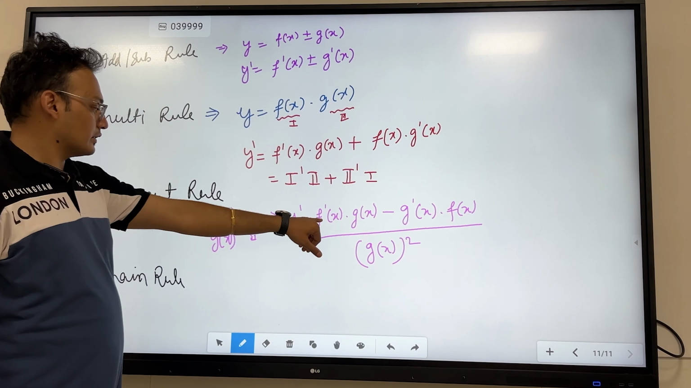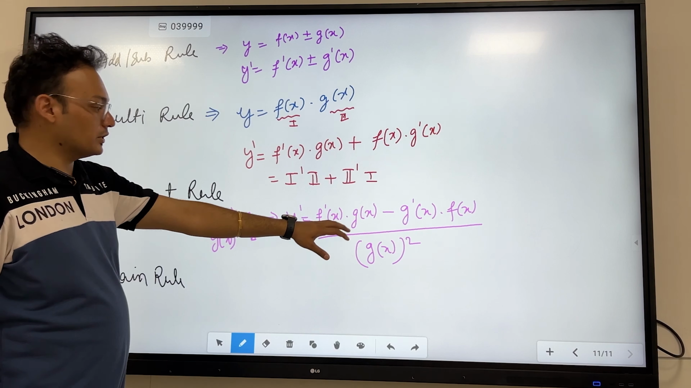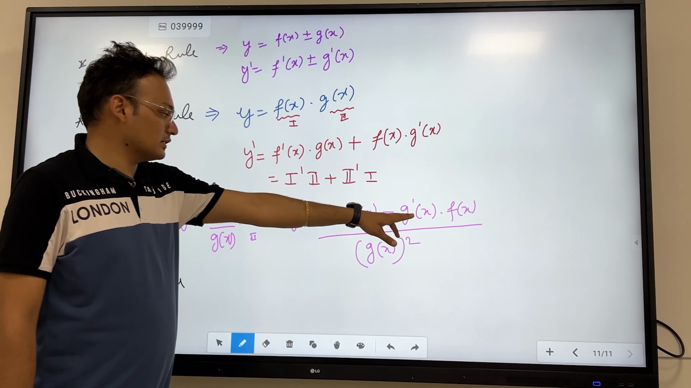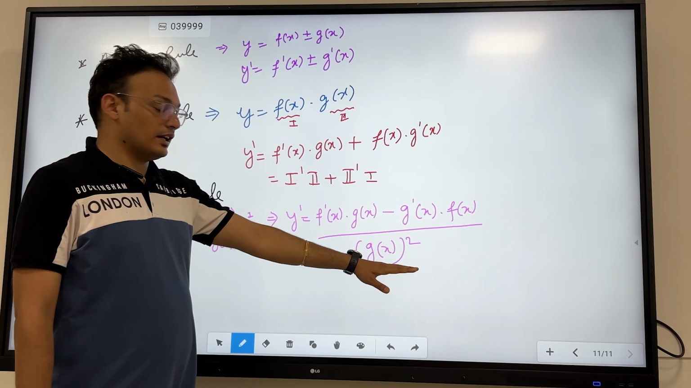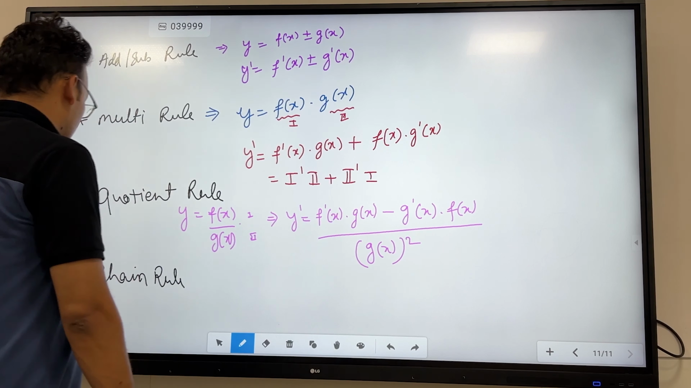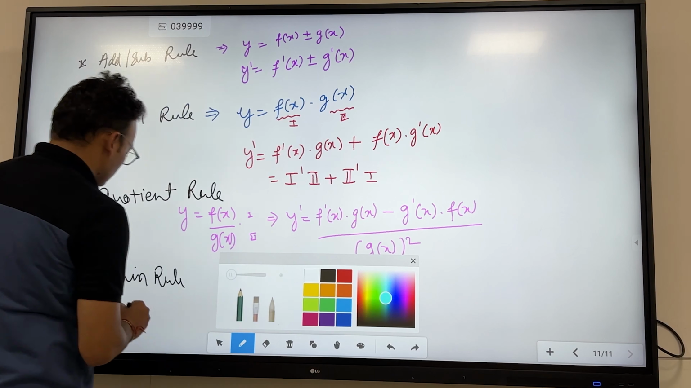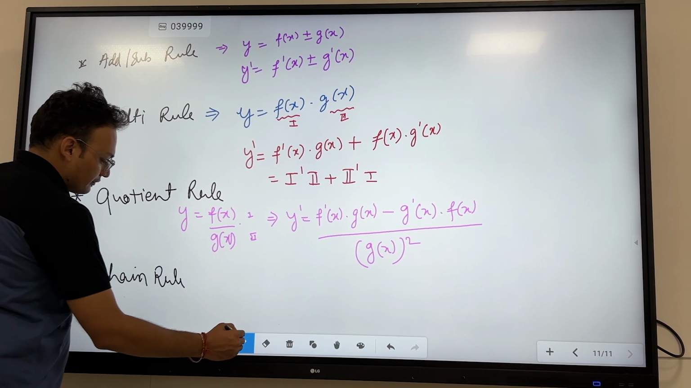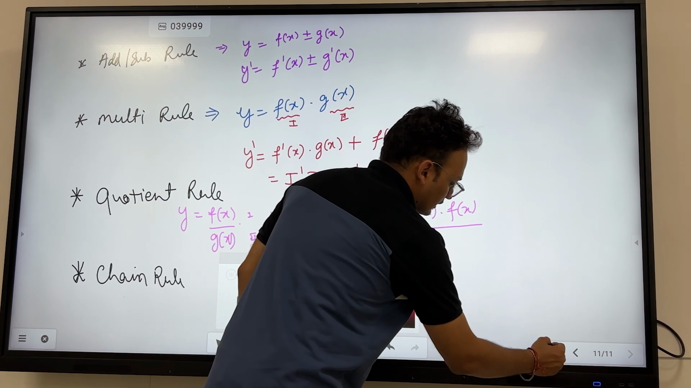So how will you learn? How you can learn as well? Differentiation of numerator, denominator as it is, minus denominator differentiation of denominator, numerator as it is, and divided by denominator square, right? Similarly, we have the chain rule, right? So now let's move to the next slide.